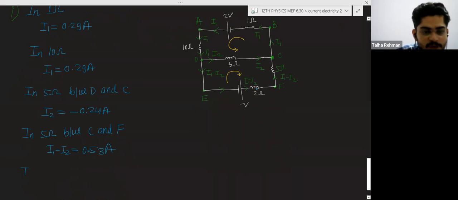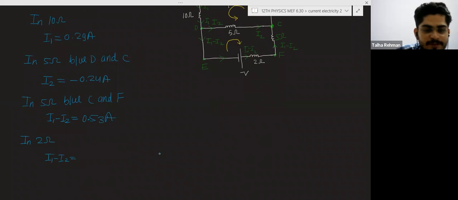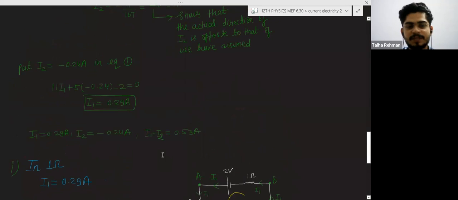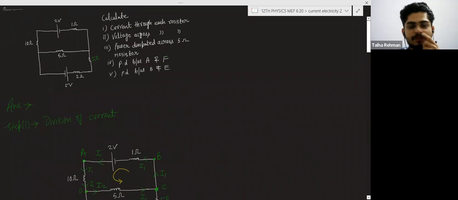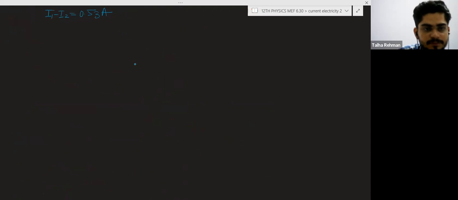Can anyone tell me what is the value of current in 2 ohm resistance? Again, this is I1 minus I2, and the value will be 0.53 ampere. Okay, the first part of the question is completed. Now the second part of the question: calculate the voltage across each resistor.